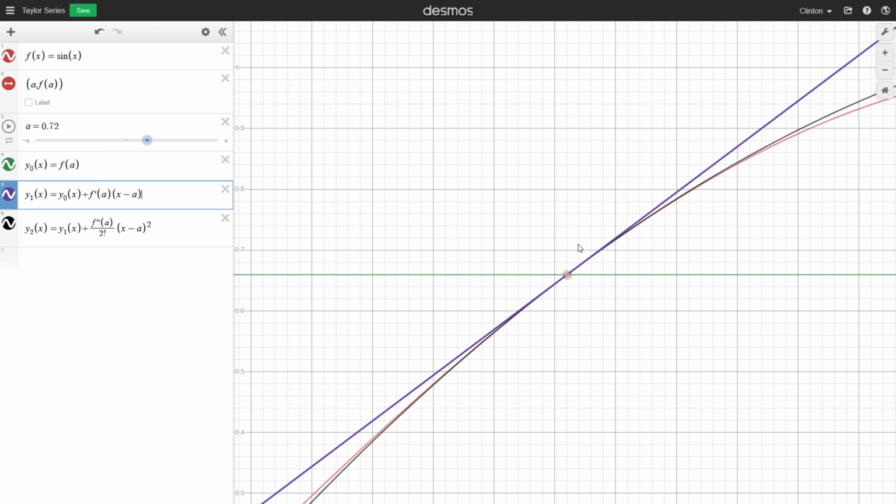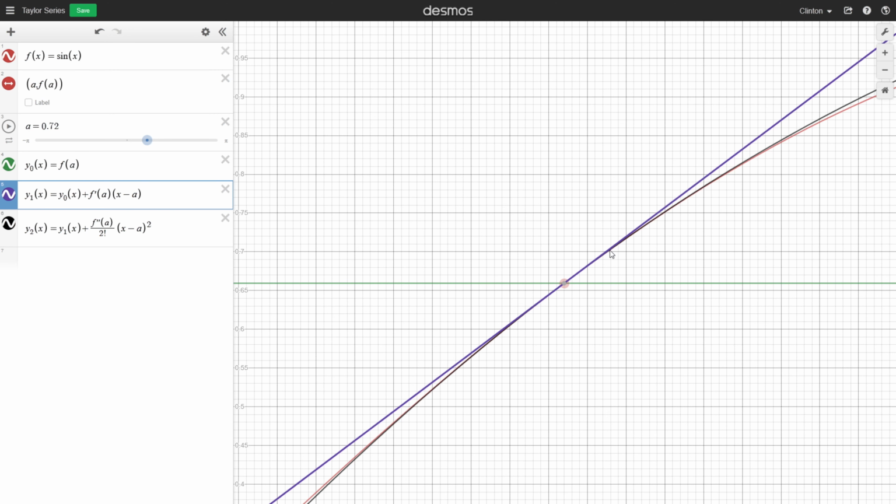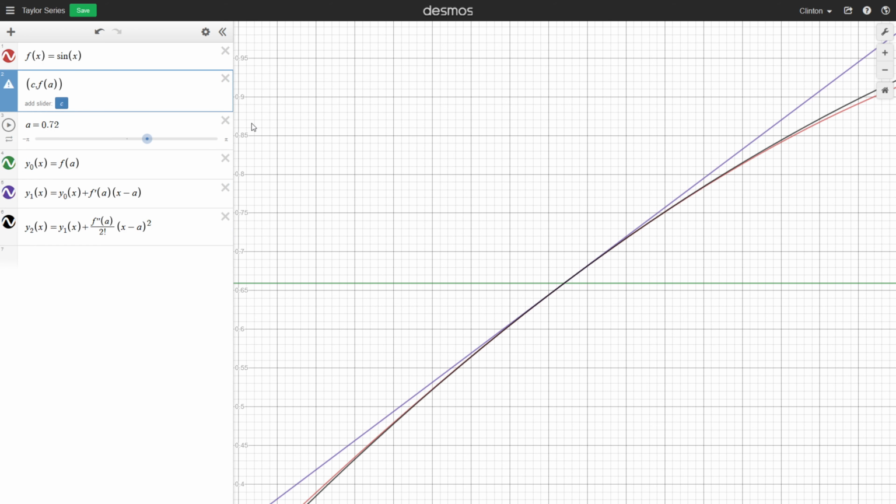But you can see what's going to happen here is that the purple curve deviates from the red curve, the true curve, more quickly than the black curve, which is our second order approximation, a quadratic approximation. Our quadratic approximation lingers closer to the true curve for a longer period of time. In other words, we have to deviate farther from this point of tangency, this point where we're approximating. This point here, by the way, is called the center.